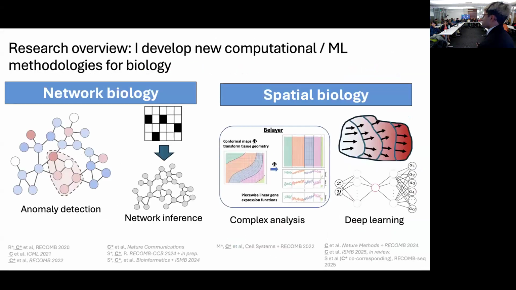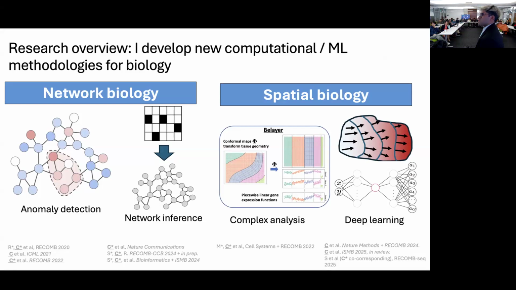And so finally, I just want to conclude by describing some of the work I'm interested in for the future. In my research, very broadly, I develop new computational machine learning methods for biological problems. This includes problems in network biology that I previously discussed, like anomaly detection or inferring networks, and also problems in spatial biology using tools like complex analysis or deep learning.